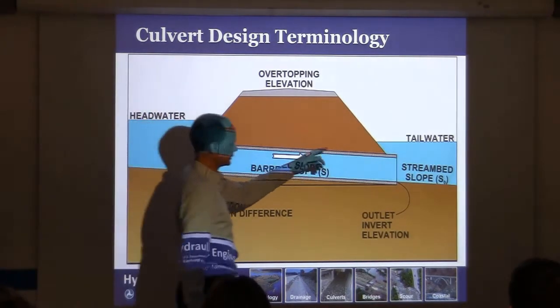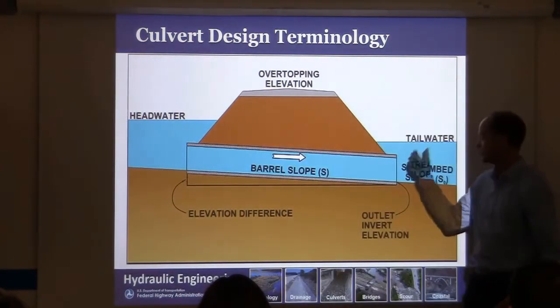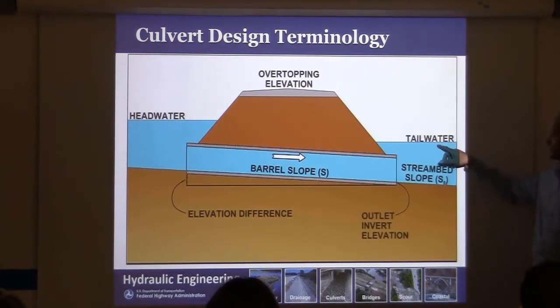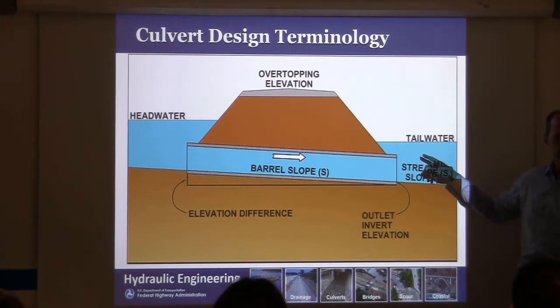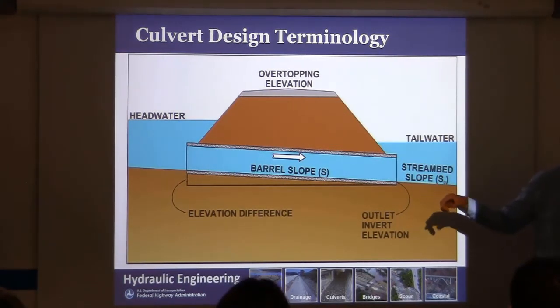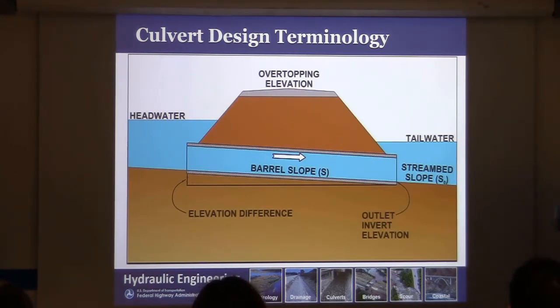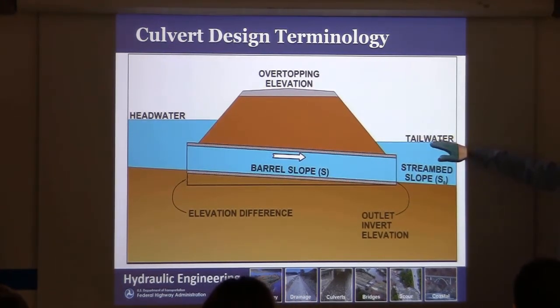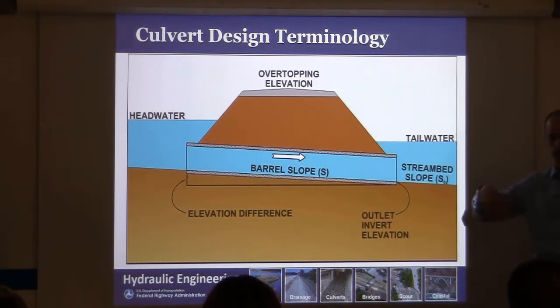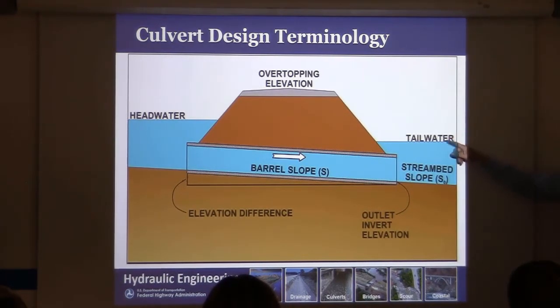On the downstream side, if we have headwater up there, then this is the tailwater elevation down here. This is something that we actually need to calculate. And if we have steady uniform flow conditions, we can calculate the tailwater depth using Manning's equation. We do use the energy equation to analyze culverts in outlet control, and we'll be talking about that. So tailwater with steady uniform flow, in your ditch lines, that's usually just fine. Manning's equation to calculate the tailwater.